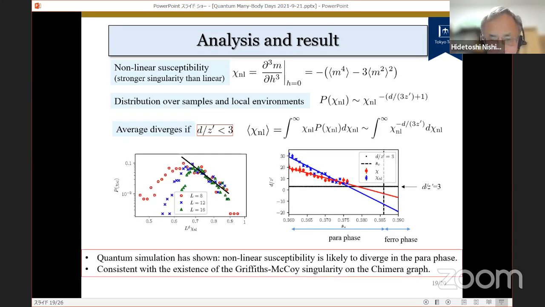And this set of data points suggests that indeed near the critical point, here, the exponent becomes 3 or lower. In this sense, we have evidence that the system behaves as the Griffiths-McCoy singularity theory predicts.